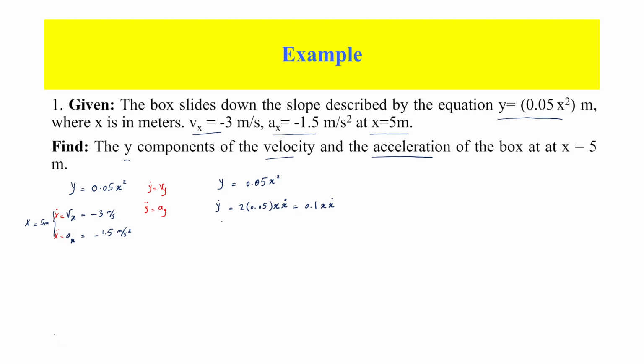This is the equation of the velocity. Now we have to plug into this equation. The y prime, or the velocity in the y direction, is 0.1, the position is 5, and x dot, the velocity in the x direction, is minus 3. So the answer is minus 1.5 meters per second. We can say at x equal 5 meters, the velocity of the object in the y direction is minus 1.5 meters per second, or the magnitude is 1.5 meters per second and the direction is downward.